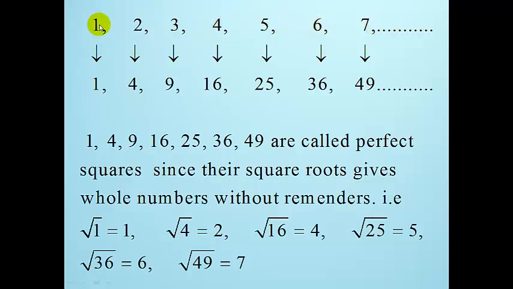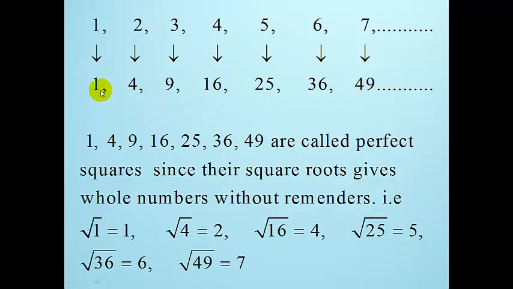Now, when we square 1, the result is 1. When we square 2, the result is 4. Squaring 3 gives us 9. Squaring 4 gives us 16. When we square 5, the answer is 25. 6 squared is equal to 36. 7 squared is equal to 49, in that order.